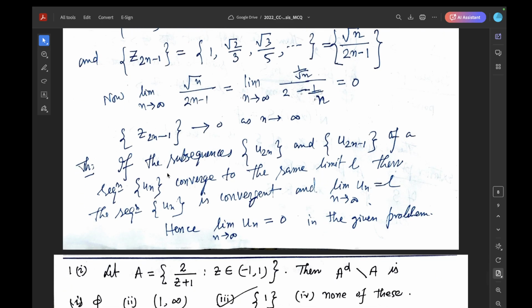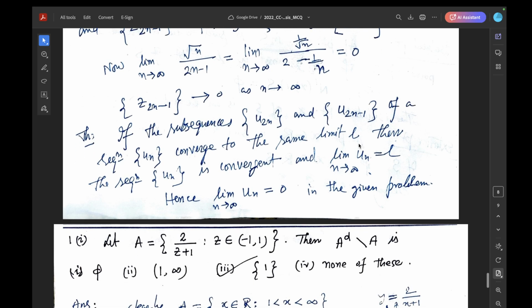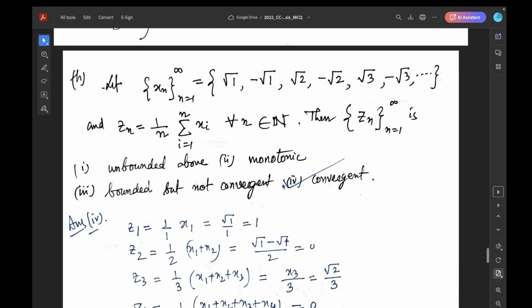Now we have a theorem. If the subsequences u twice n and u twice n minus 1, the subsequences of even terms and odd terms of a sequence un, converge to the same limit L, then the sequence un is convergent and its limit is also L. Hence the limit of un as n tends to infinity is 0 in the given problem. And the correct option is that this sequence Zn is convergent and converges to 0.